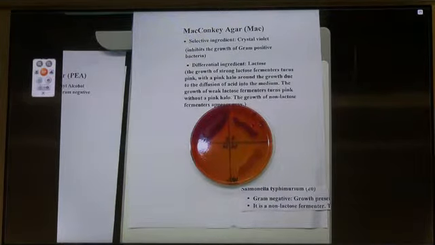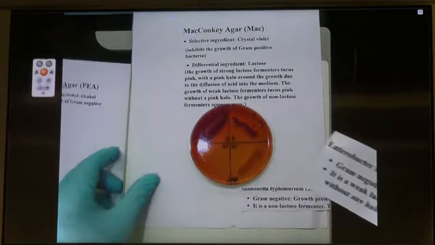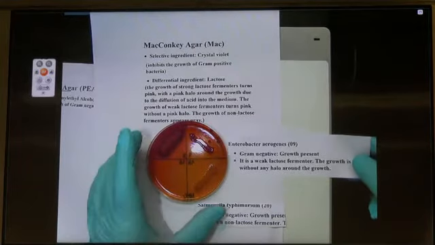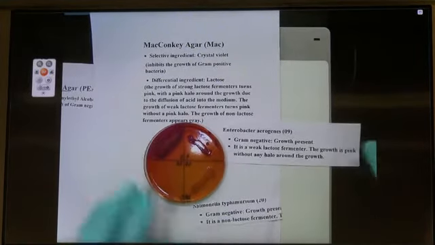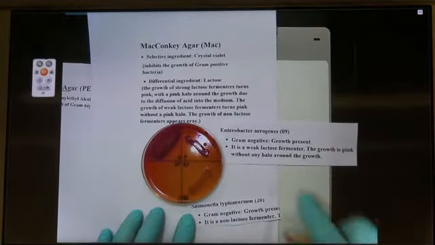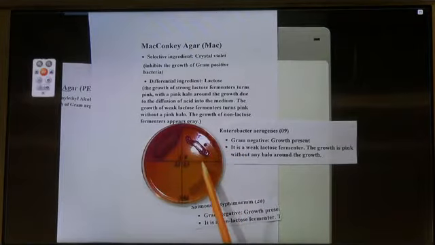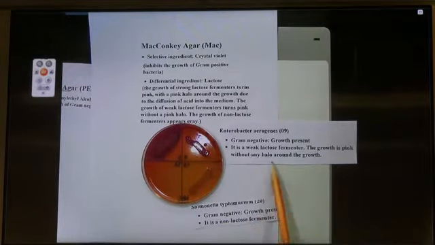Okay. Number 9, the bacteria number 9. Enterobacter aerogenes. Gram-negative again, growth is present, but there's no halo. That indicates it does not make a whole lot of acid. So the growth is pink, but no halo around it.